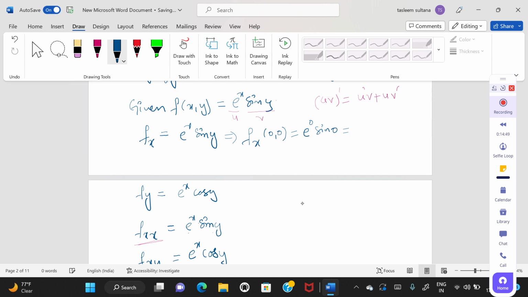It's equal to 0. Then from here, f suffix y of 0 comma 0 is equal to e to the power of 0 cos 0. Cos 0 value is equal to?